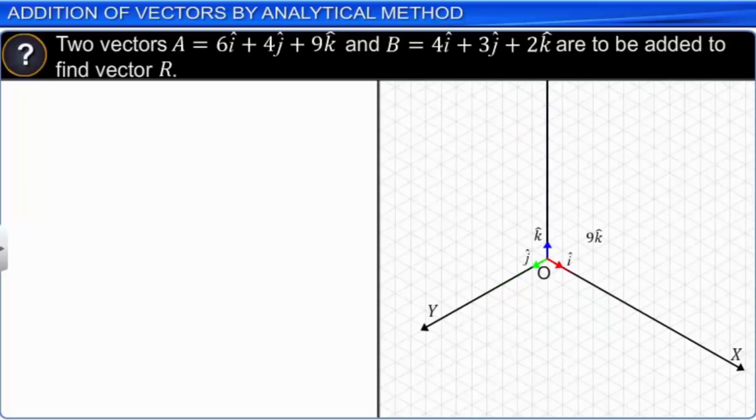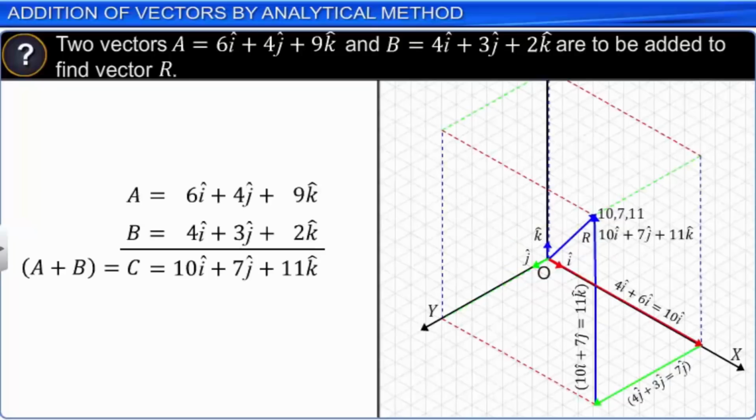You can draw the resultant vector R after determining the coefficients of i, j, and k by simply adding the corresponding coefficients of A and B. Thus, you have learned the analytical method of vector addition for two-dimensional motion and in three-dimensional space.